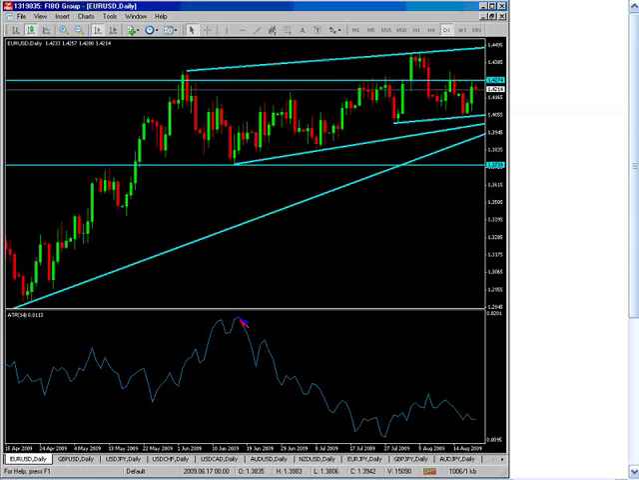Now, what does this tell us? Well, very simply, it tells us that the average range from low to high of the candlesticks has continued to decline over time. That we're not going up as much, we're not going down as much, the candlesticks are getting smaller. And this just simply agrees with us and tells us, hey, we're in a range-bound market.